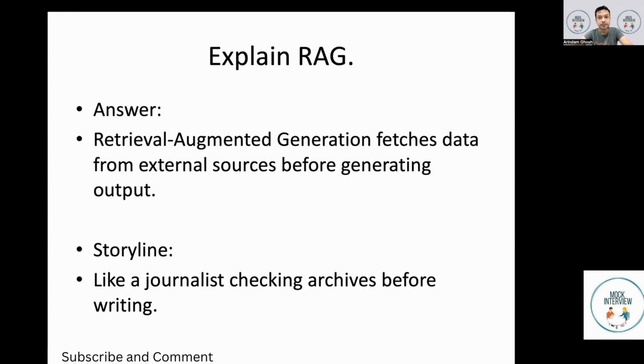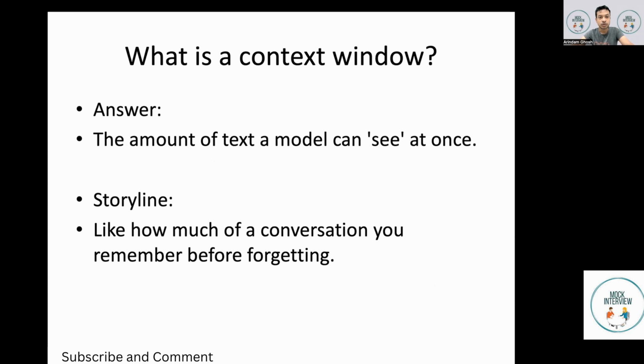Next question. Explain RAG. Answer: RAG's full form is retrieval augmented generation. It fetches data from external sources before generating output. Storyline: like a journalist checking archives before writing, right? Great. Next question. What is a context window? Answer: the amount of text a model can see at once. So that's the context window. Storyline: like how much of a conversation you remember before forgetting.